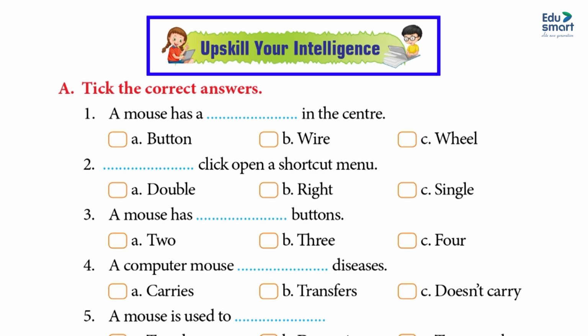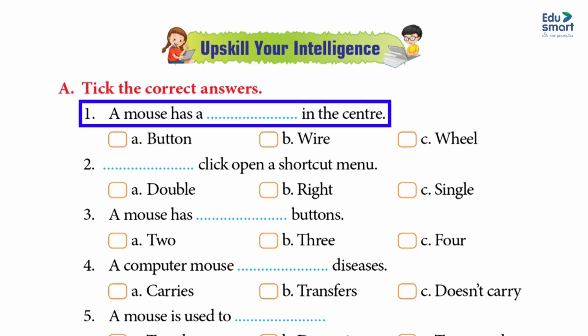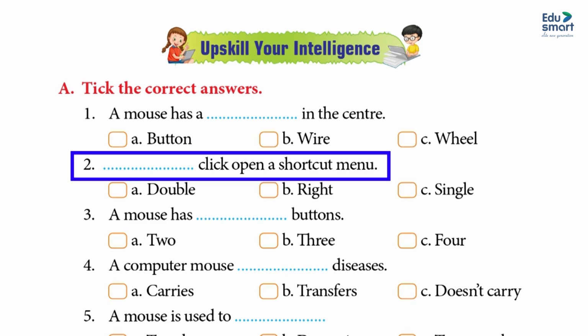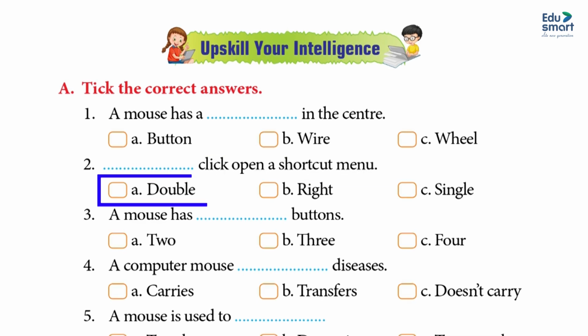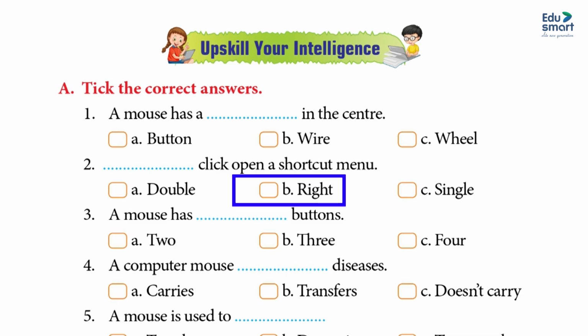Upskill your intelligence. A. Take the correct answers. 1. A mouse has a dash in the center. A. Button. B. Wire. C. Wheel. Answer C. Wheel. 2. Dash click opens a shortcut menu. A. Double. B. Right. C. Single. Answer B. Right.